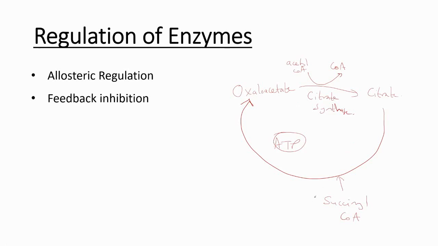Now, when succinyl-CoA inhibits the citrate synthase competitively, this is called feedback inhibition. A product or an intermediate at a later stage in this pathway inhibits an enzyme which comes previously, and that's feedback inhibition. Okay, another important way that enzymes are regulated is by the formation of proenzymes.